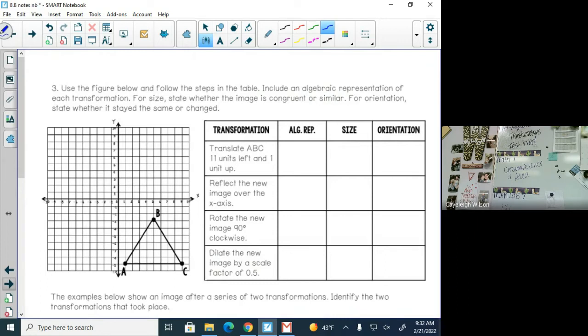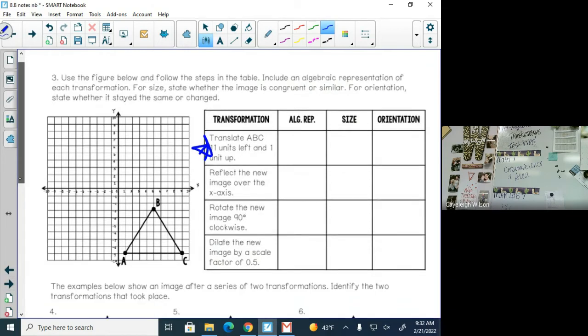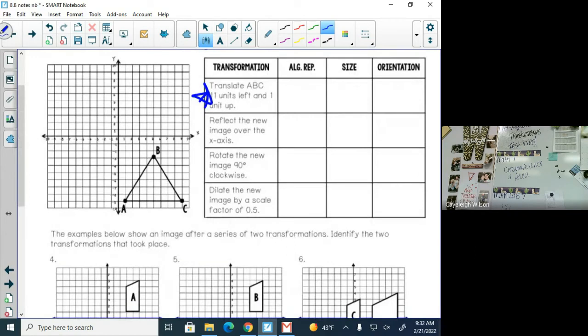All right, so the first transformation, I'll do this one in blue. 11 units left and 1 unit up. So I'm going to take my ABC and shift all 3 points 11 left, 1 up. 1, 2, 3, 4, 5, 6, 7. The A prime.